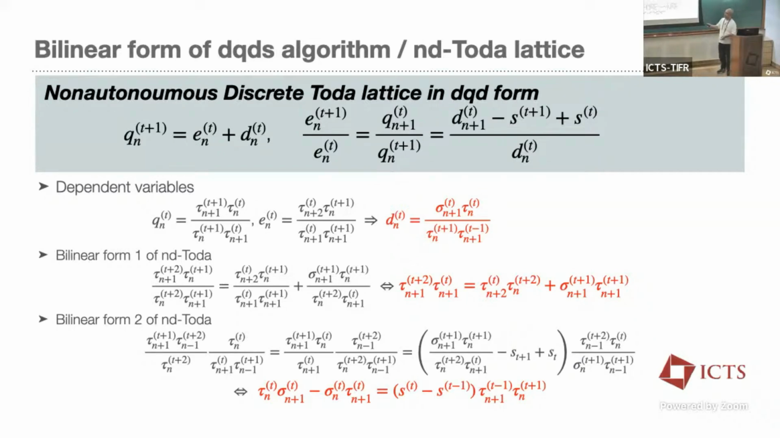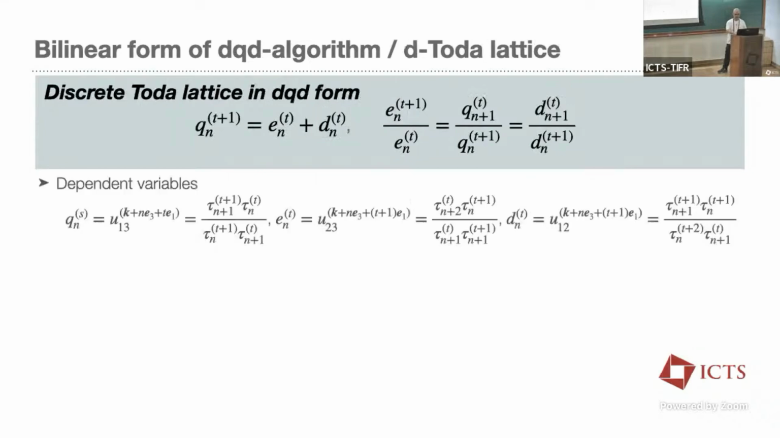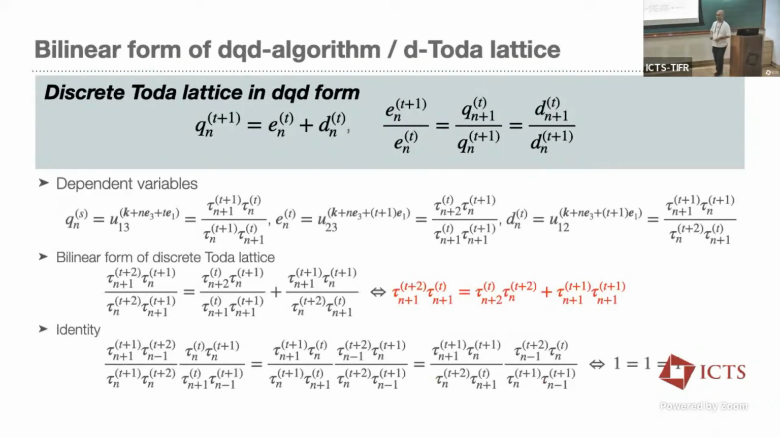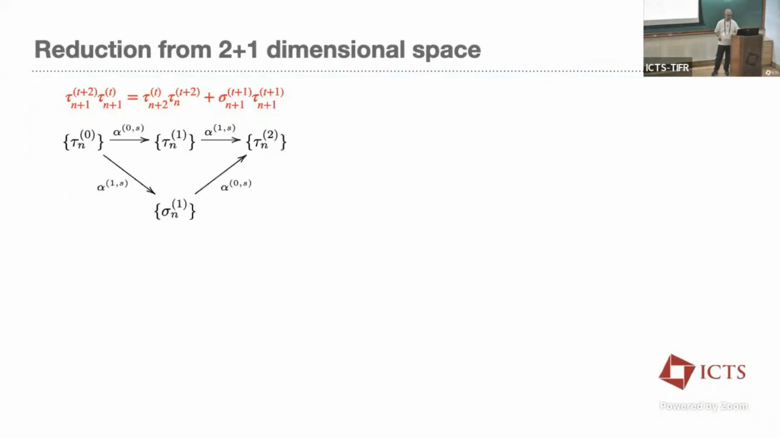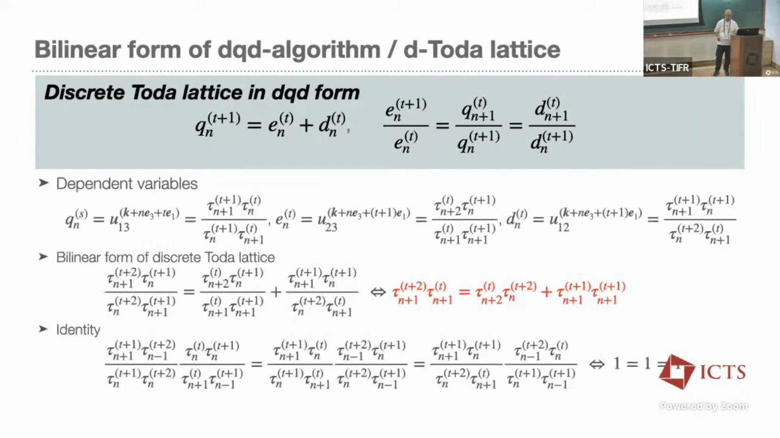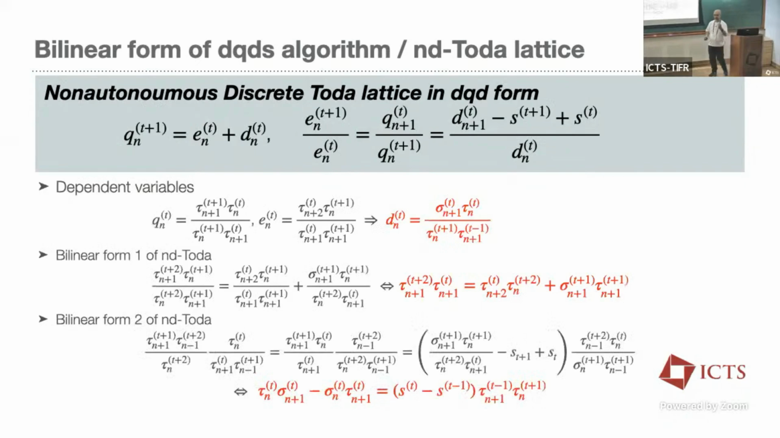I see. So this tau is a Hankel determinant, and sigma is also, in some sense, the same as a Hankel determinant, but the parameter is shifted. And also, in the autonomous case, only one kind of tau function will appear, and the single bilinear form is enough to describe the autonomous discrete Toda. But in the non-autonomous case, we have to introduce some coupled system of tau functions, like this. Of course, it's not so bad, but this form is quite weird.